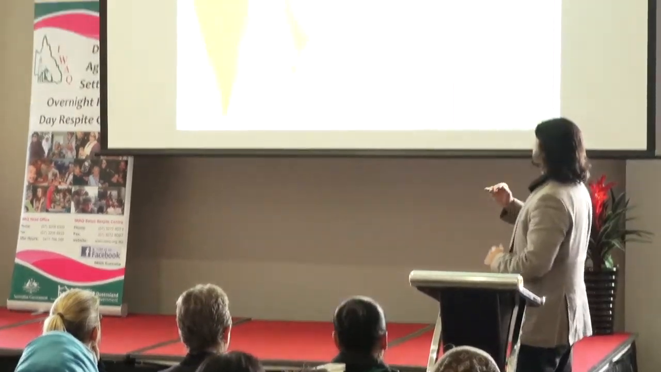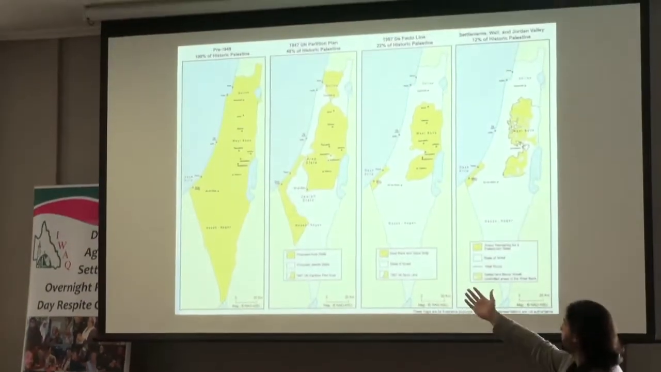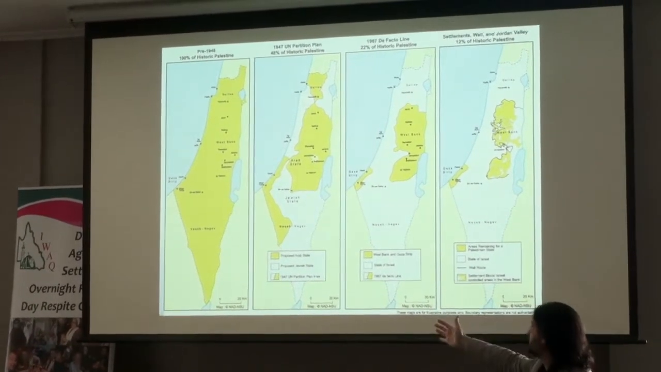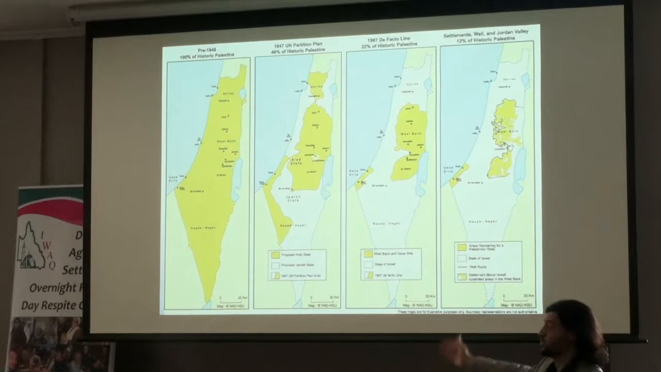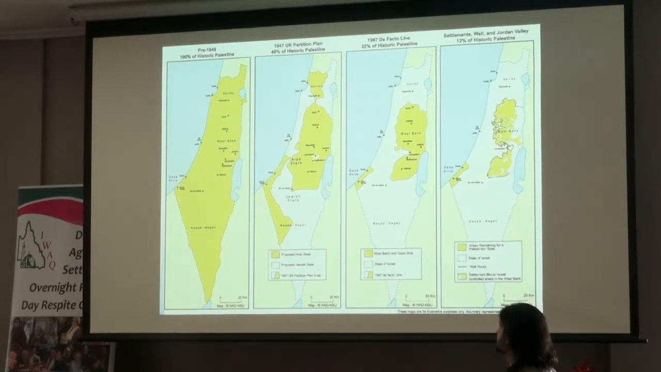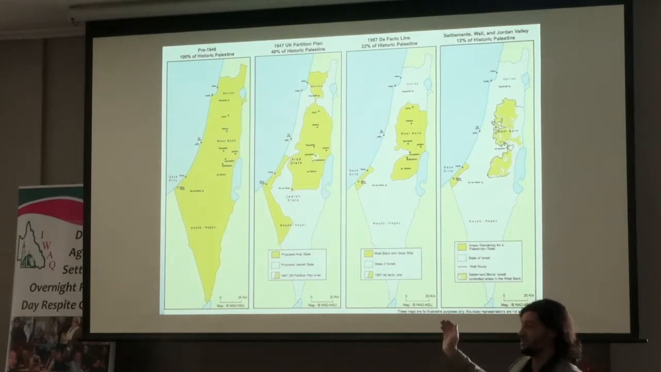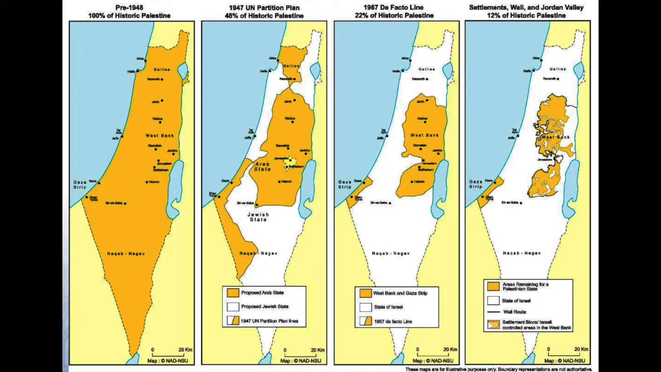And this is how it looks today. So historically, we can see this is before 1948, 100% of the territory in dark yellow there is what we historically referred to as Palestine. Moving on to the United Nations resolution to partition Palestine, we can see there the state of Palestine has been reduced to less than 48%.